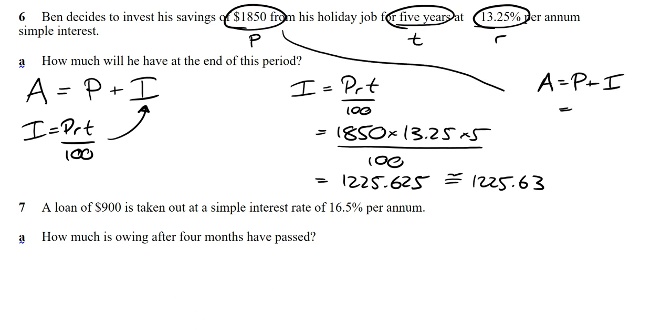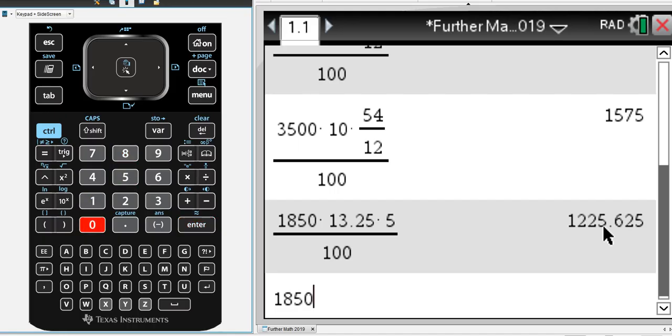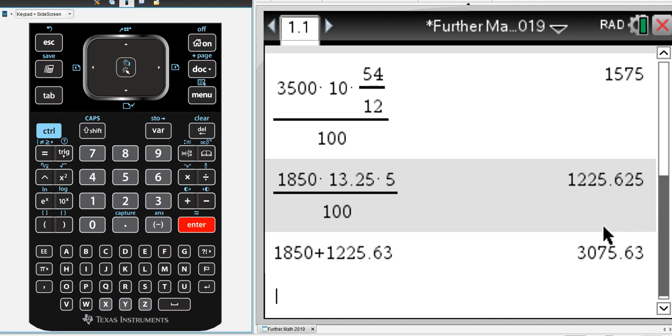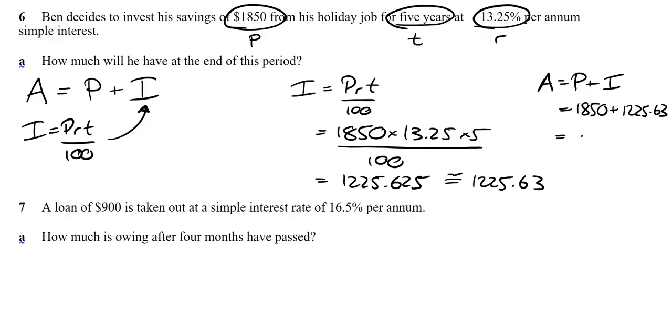So we take his original 1850 and we give it back to him because that's what he deserves. And then we add 122.63 to that. We go to our calculator. 1850 plus 122.63, and he will have $1,972.63.